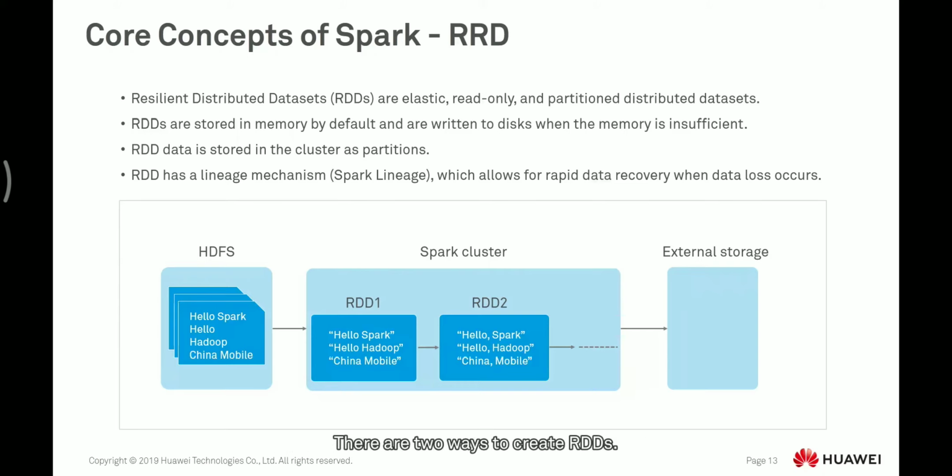There are two ways to create RDDs. An RDD can be created from a Hadoop file system such as HDFS, or a storage system that Hadoop is compatible with. Alternatively, an RDD can be converted from a parent RDD. Besides, RDD supports a lineage mechanism, which indicates the dependency chain. An RDD remembers how it evolved from another RDD using a lineage. So in this case, data can be recovered quickly when data loss occurs.